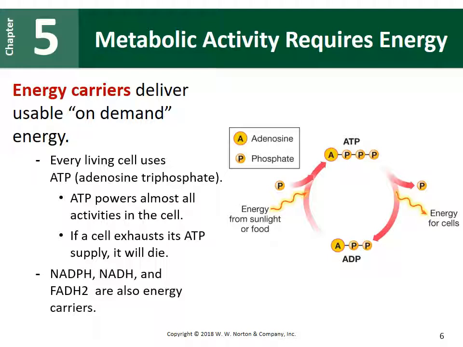So there's NADPH, which we'll see during photosynthesis. There's NADH and FADH2, and we'll see those two show up during cellular respiration. These three molecules are also energy carriers, but they will carry energy for a very short amount of time, and that energy that they carry will eventually be converted into ATP, especially in cellular respiration.